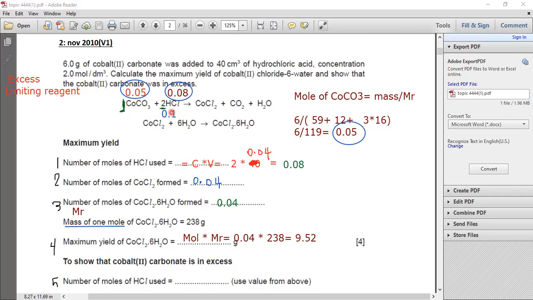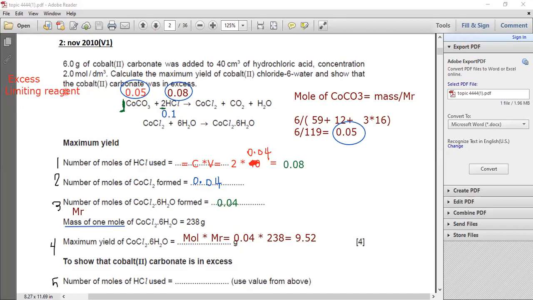So the summary of my words: if you need to find which one is the limiting reagent and which one is in excess, number one, you have to find the number of moles of each reactant. Number two, compare according to the molar ratio. Here, HCl is supposed to be 0.1, but actually we took 0.08. We took less. Less means limiting reagent.